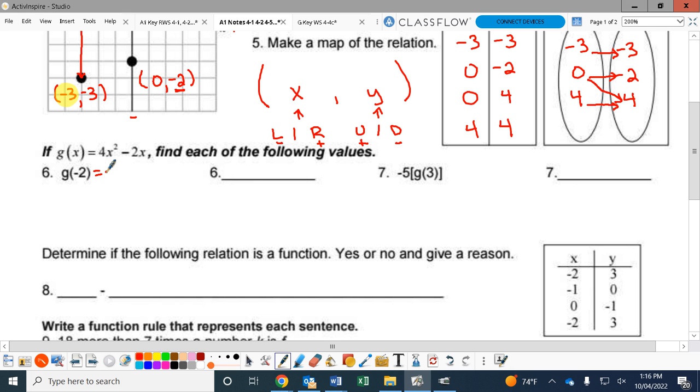Okay, here we go. 4 times negative 2 squared minus 2 times negative 2.